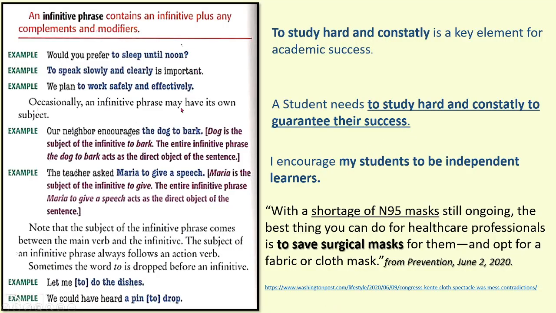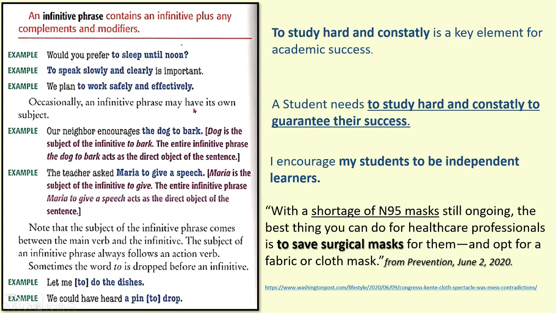An infinitive phrase, as we have been seeing, is not only the infinitive but all the accompanying modifiers with the infinitive. Look at the examples. Would you prefer to sleep until noon? Until noon is part of the infinitive phrase because it's modifying it. It's like an adjective, let's say. To speak slowly and clearly is important. Next, we plan to work safely and effectively.